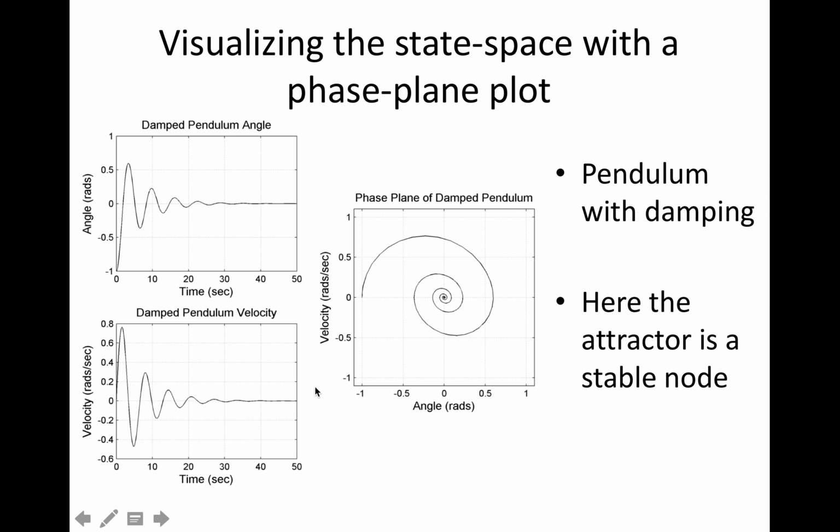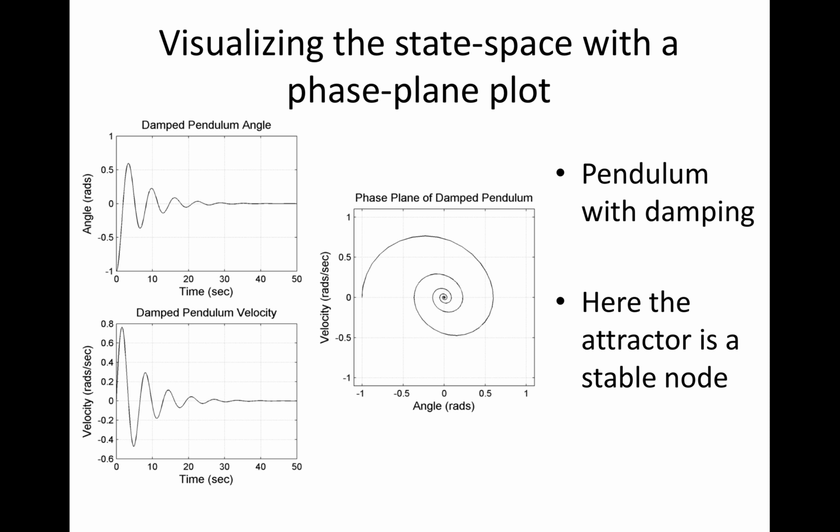If we now introduce the damping, then we find that the oscillations become damped. So if we look at angle versus time, it looks like this. If we look at velocity versus time, it looks like this. And so now if we plot velocity versus angle, we can see that there is something that looks like a spiral that ultimately approaches a 0-0 position.